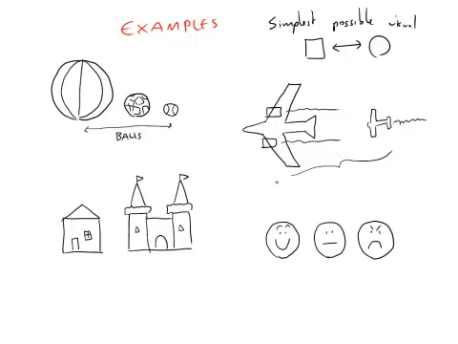So some different examples of aircraft, different examples of dwellings, and different examples of moods. All the kinds of things that we can show with simple portraits.